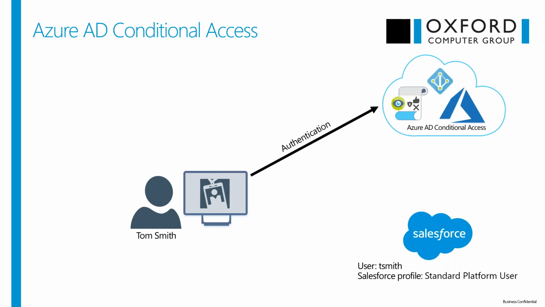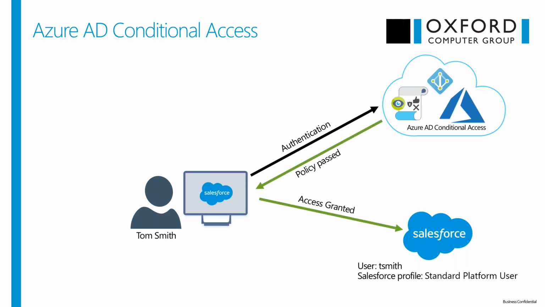Tom Smith goes and does his authentication to Azure AD. The conditional access policy is evaluated at that point. He passes, devices enrolled in Intune. There's nothing else that needs to be evaluated, and he's granted access.